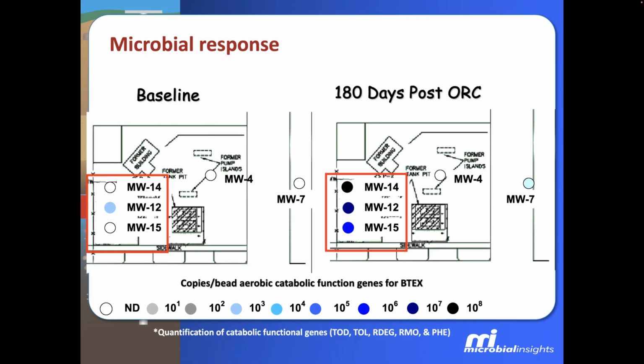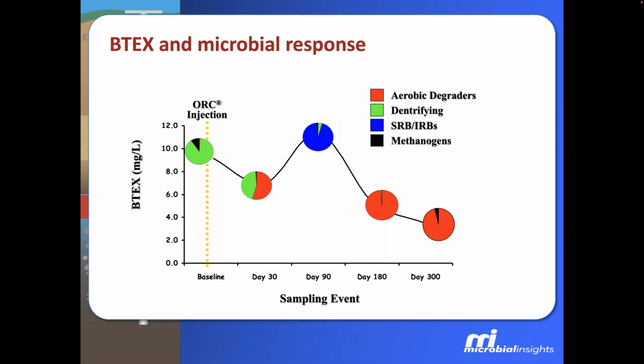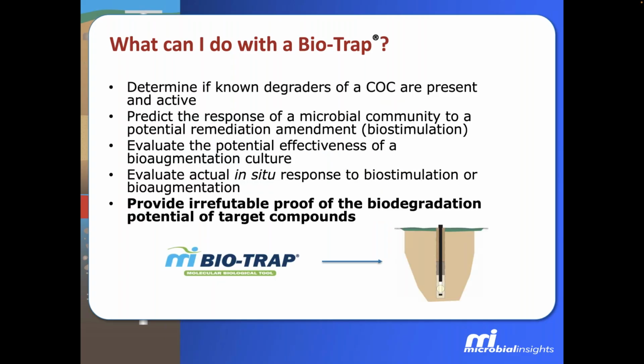So was the ORC effective in stimulating hydrocarbon degradation? Yes, it was. If you also look at the microbiology on those biotraps, not just looking at the functional genes, but looking at taxonomic genes, we can see that over time, we've gone to almost complete, or 100%, aerobic degraders as time goes on.